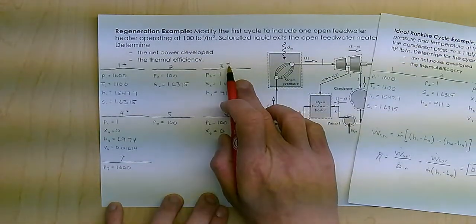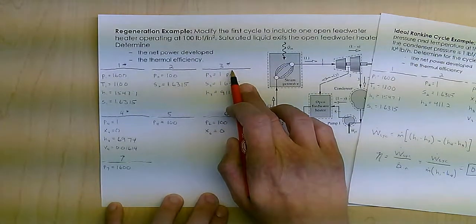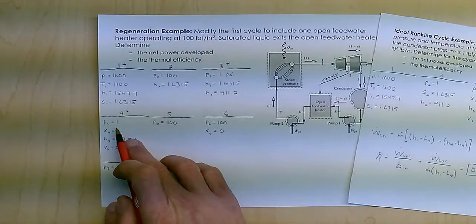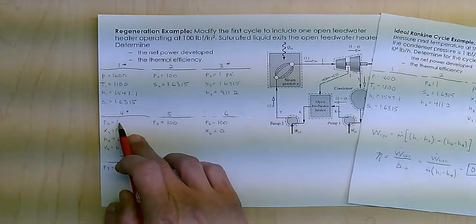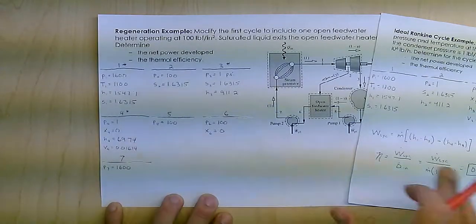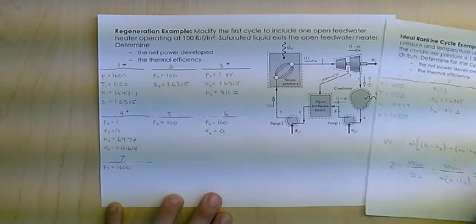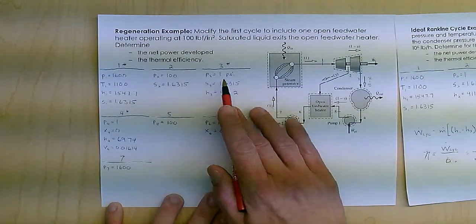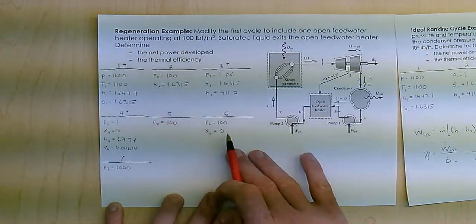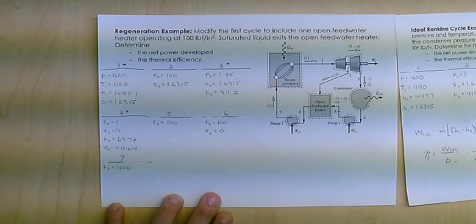So again, what comes out of the turbine is right here. Then what comes out of the condenser we had before as well, where I have 1 psi and saturated liquid. Again, that's basically state 3 over here, what comes out of the condenser. So again, what's different are these 100 psi and then state 7, what goes into the boiler.